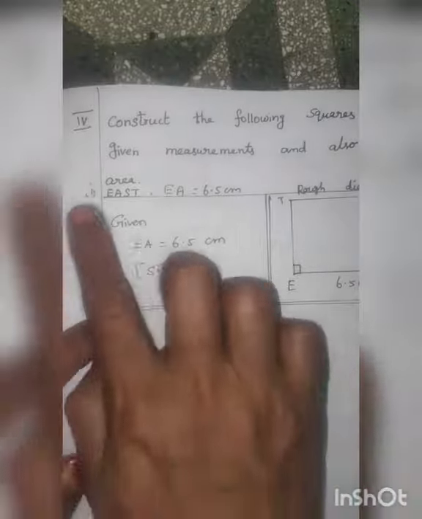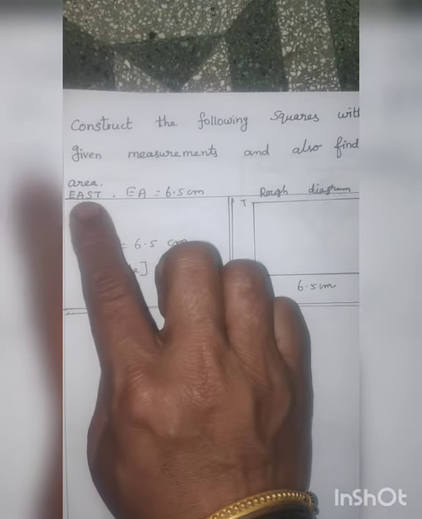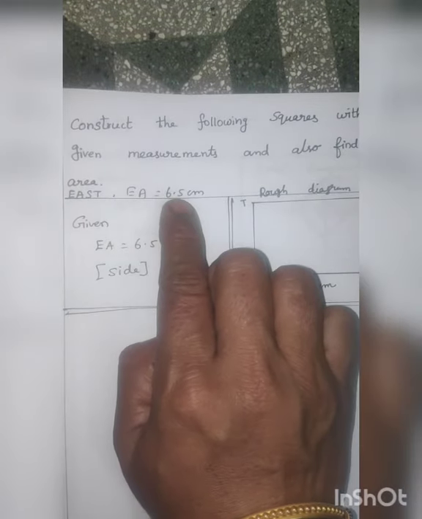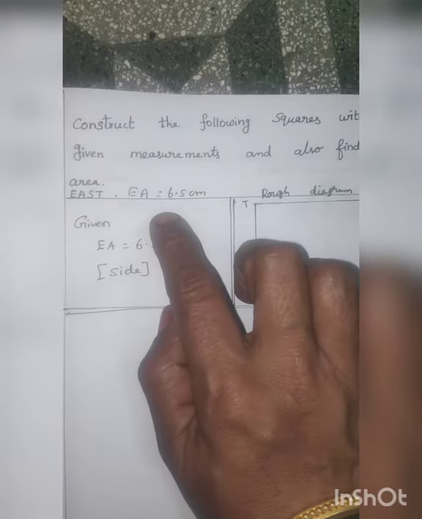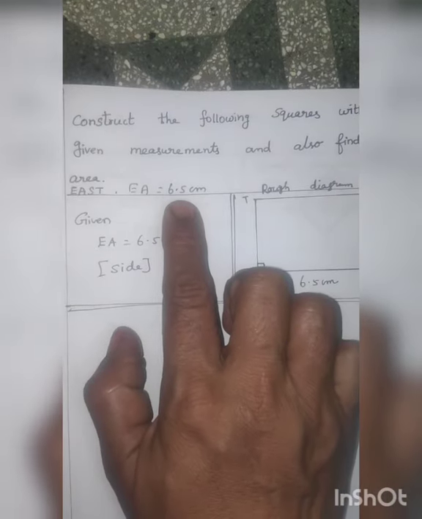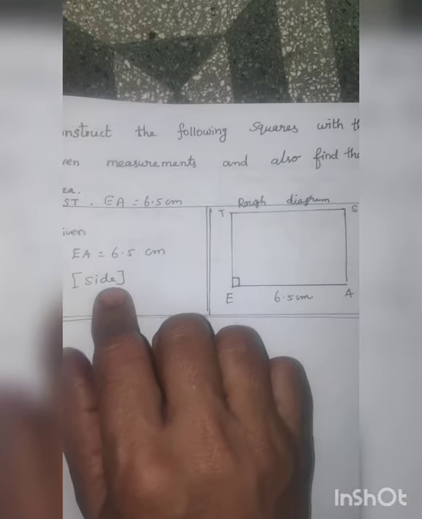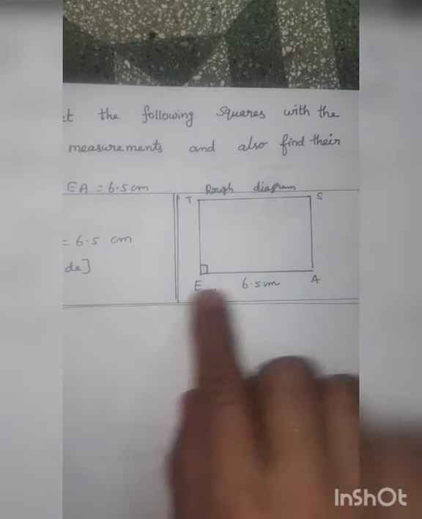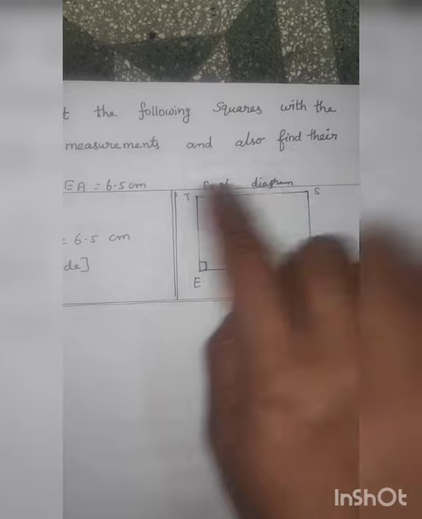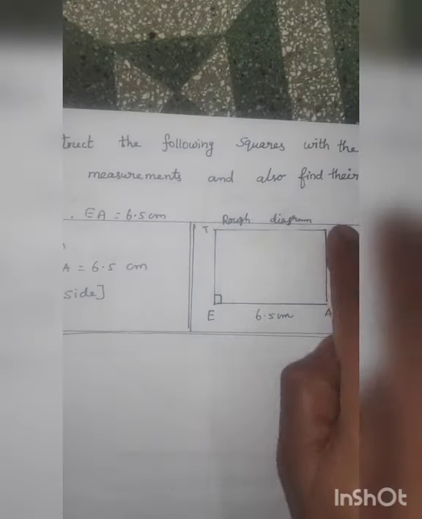Now the last Roman letter: construct the following squares with the given measurements and also find their area. EAST, EA value equals 6.5 centimeter. Only one side is enough for a square. Why? Because all the sides are equal, only one measurement is given. EA equals 6.5 centimeter. This is the side. You draw one square shape. Write EAST.